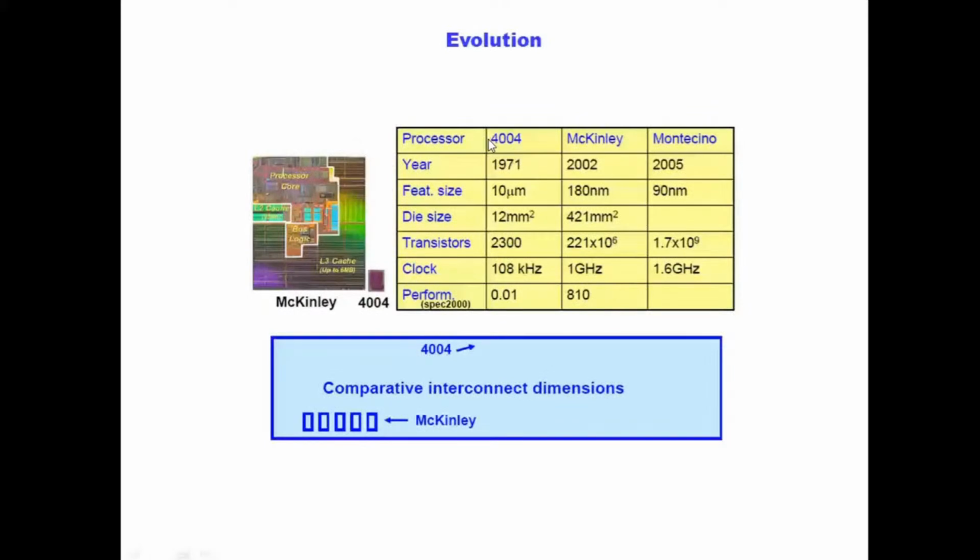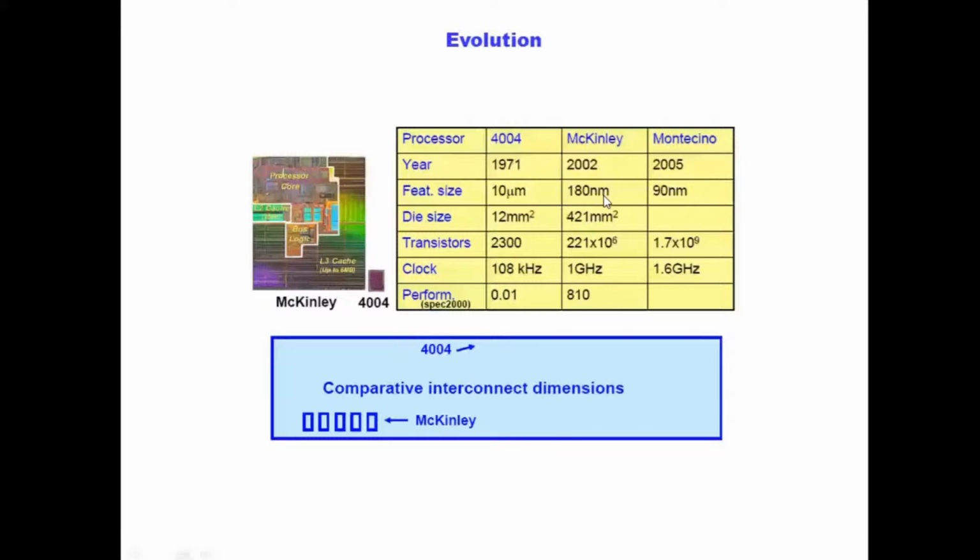So microprocessors and the integrated circuits evolved over the years, giving us better features and better performance. In the year 1971, the 4004 processor was manufactured, having a feature size of 10 micrometer, die size of 12 mm square, transistor count of 2300, clock speed of 108 kHz, and performed at 0.01 second speed. This is the 4004.